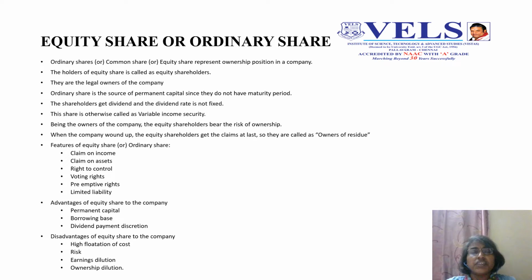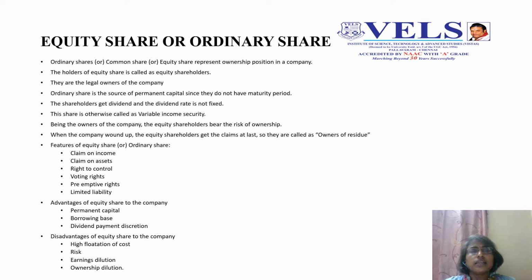In terms of features, the equity share or ordinary share has a claim on income and a claim on assets. And the equity shareholder is called the owner of the residue. What this means is that when the company dissolves, the company first settles the creditors, normally the loans given by banks as well as the debenture holders. Next it looks after the preference shareholders, and finally whatever is left over is given to equity shareholders. Whatever leftover is available, that alone the equity shareholders receive at the time of dissolving the company.